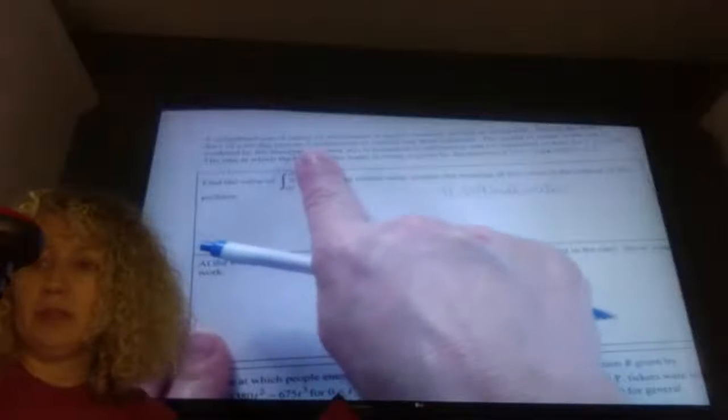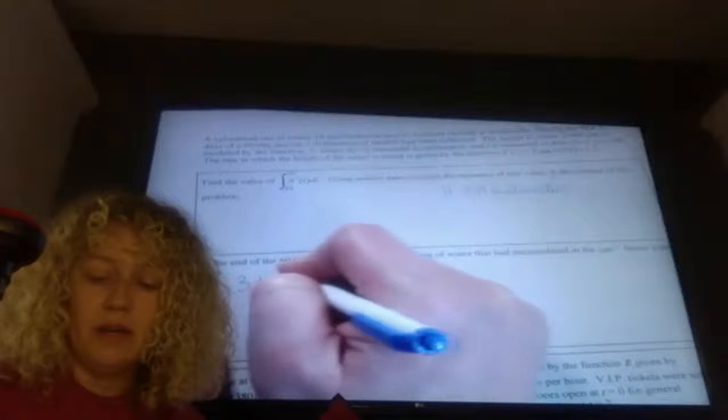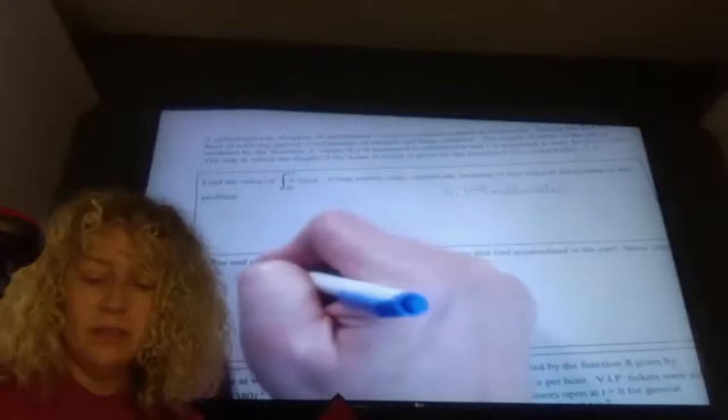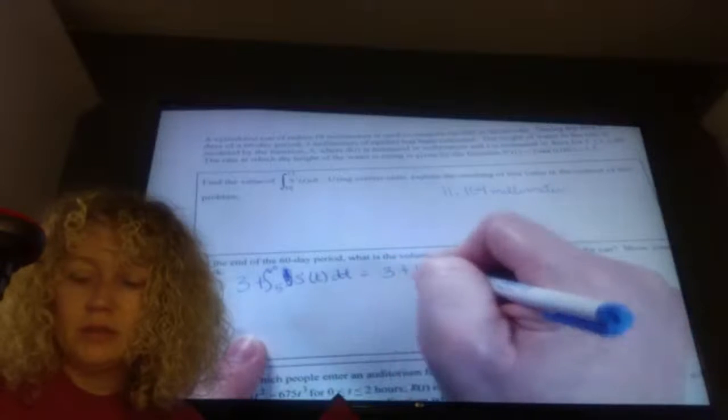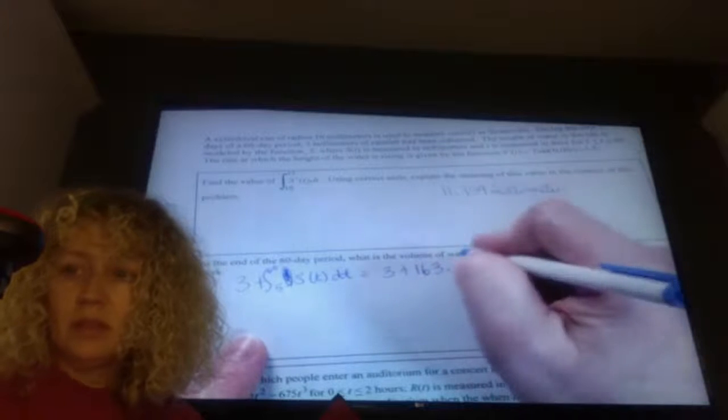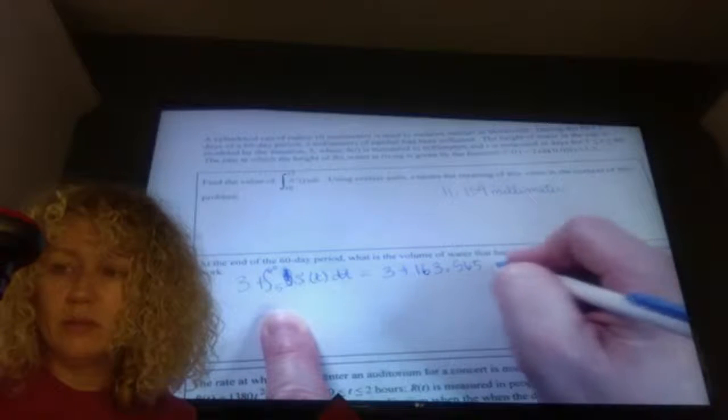All right, and then at the end of the 60-day period, don't forget you'd already had 3 millimeters to begin with. So you're going to have 3 plus the integral from 5 to 60 of S prime of T dt, and that would equal 3 plus 163.565. That's just that in the calculator, which would be 166.565 millimeters of water.